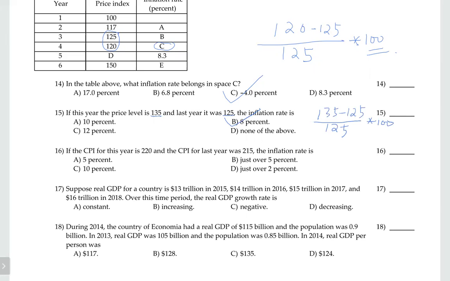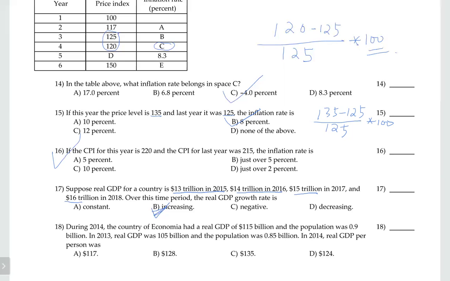Okay. So I'm gonna skip 16 because it's the same. Now 17. Suppose real GDP is 13 in 2015, 14 in 2016, 15 in 2017, and 16 in 2018. Over this time period, the GDP growth rate is increasing, but some students are tempted to say it's constant.